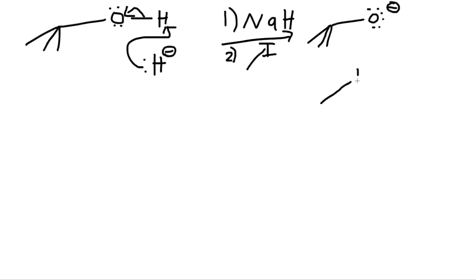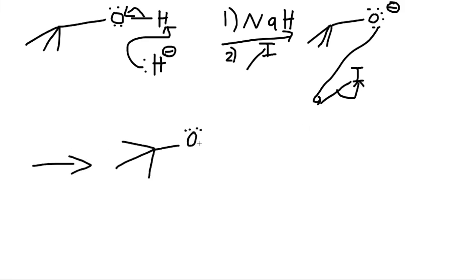The iodide comes in. Oxygen goes and grabs the carbon, kicks off the iodide, and we have a structure with an ether. It equals an ether right here, what we have. And this works with a byproduct of iodide.